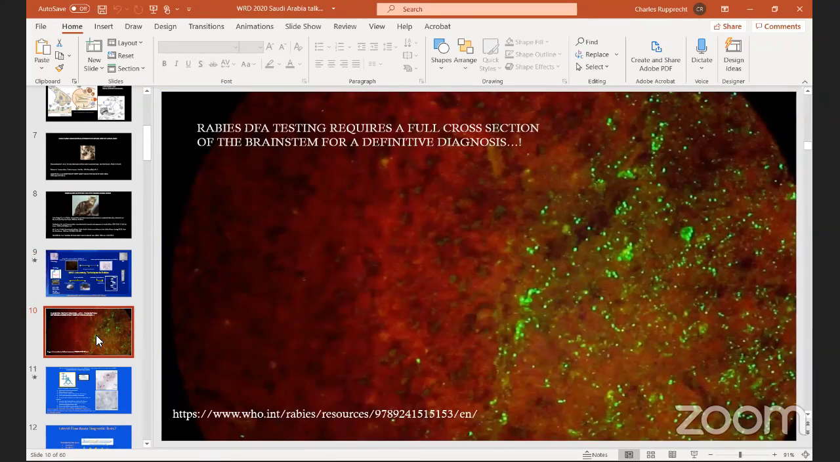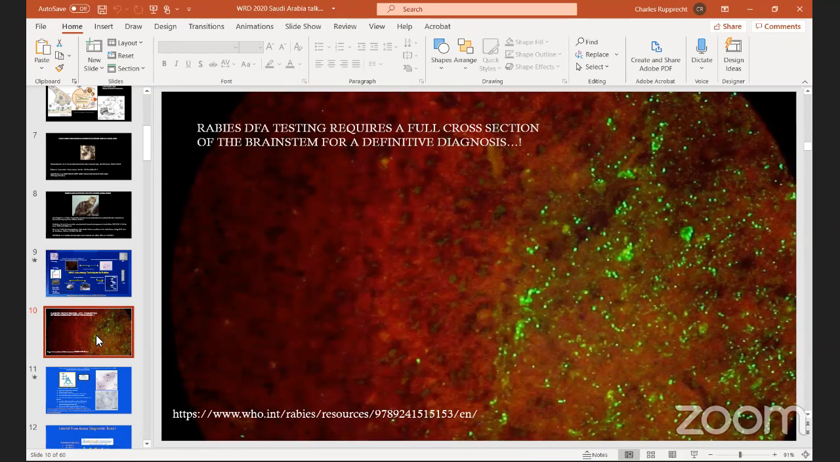The one thing we need to be careful of, regardless of the diagnostic technique, is which specimen we're talking about and how it's handled. And so, for example, if we're talking about the direct fluorescent antibody test, we're talking about a full thickness cross section of the brainstem.